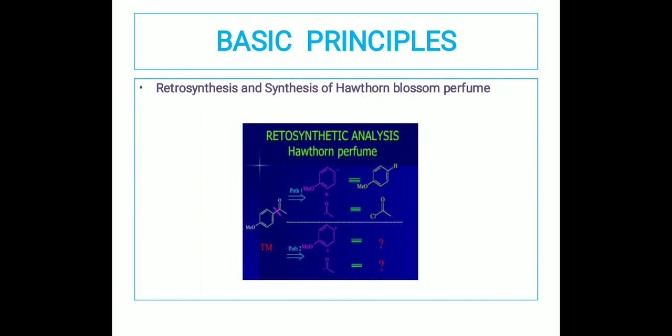Next step is writing down the suitable synthetic equivalents for the synthons. The synthetic equivalent for the anisole carbanion is methoxybenzene, and for the acyl cation it is acetyl chloride. These two are the synthetic equivalents for the synthons. Now the synthesis is methoxybenzene reacting with acetyl chloride in the presence of AlCl3, which is going to give us the target molecule.